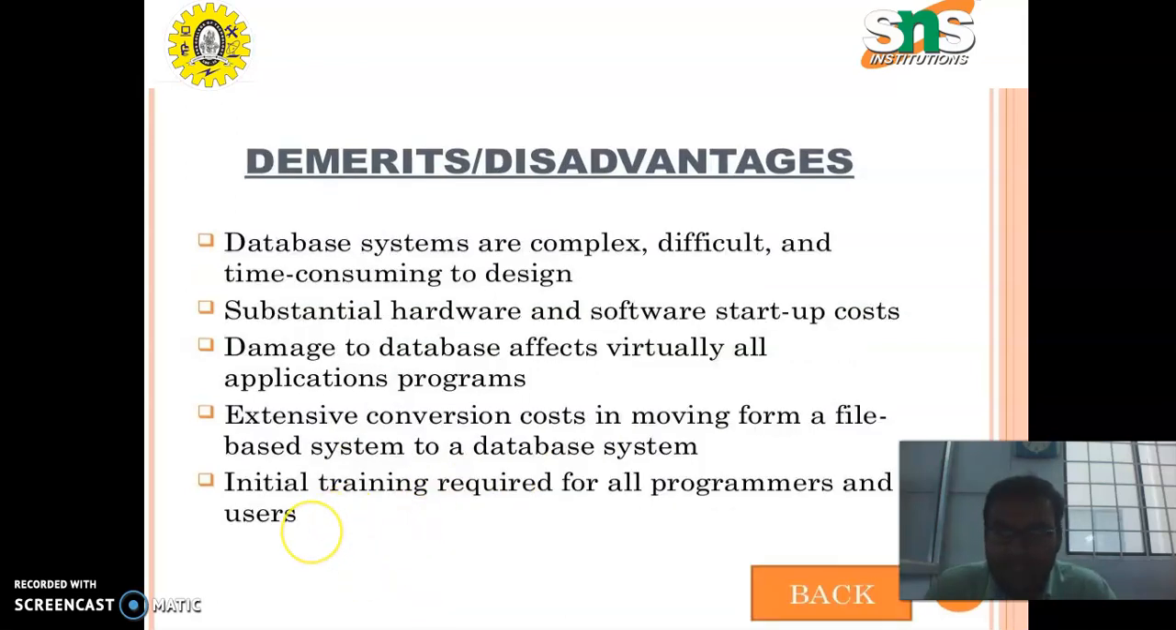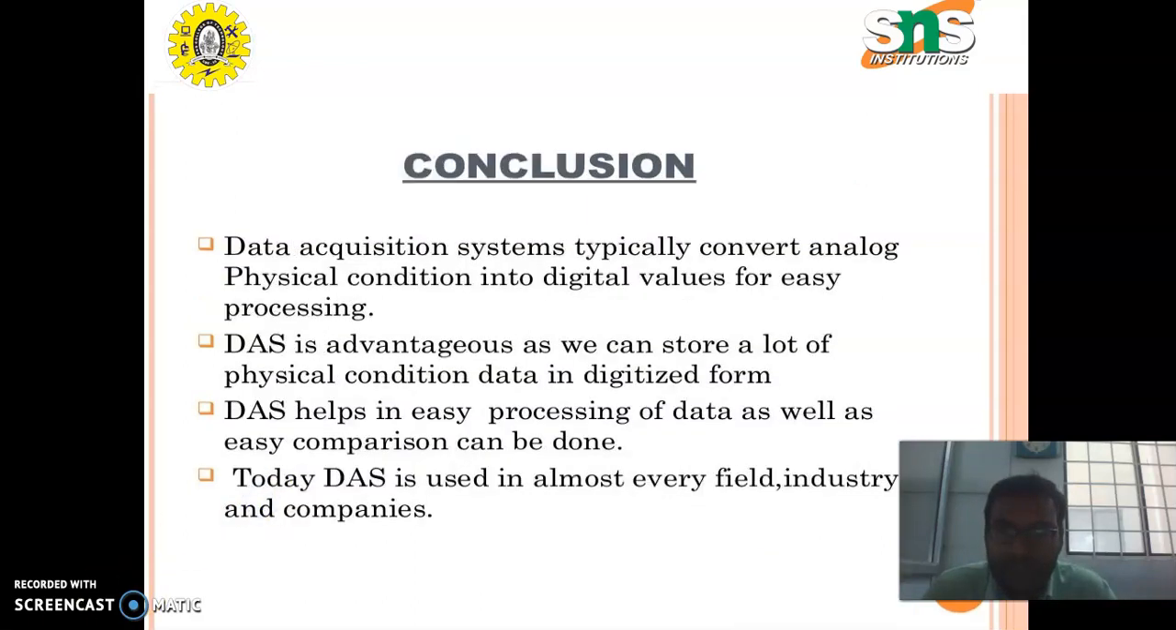Some of the demerits are database systems are complex, difficult, time consuming to design. And next one is substantial hardware and software startup cost is more. Damage to database affects virtually all application programs. Extensive conversion cost in moving from a file-based system to the database system. Initial training required for all programmers and users.